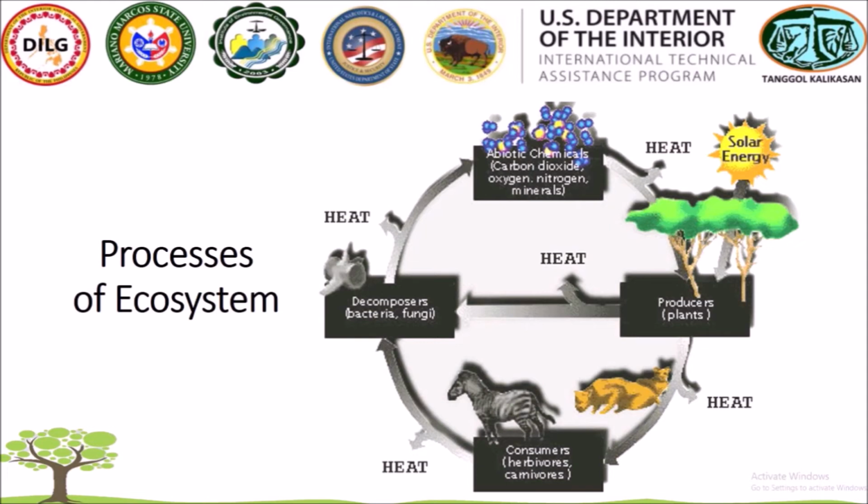This energy is dissipated, meaning it is lost to the system as heat. Once it is lost, it cannot be recycled. Without the continued input of solar energy, biological systems would quickly shut down.